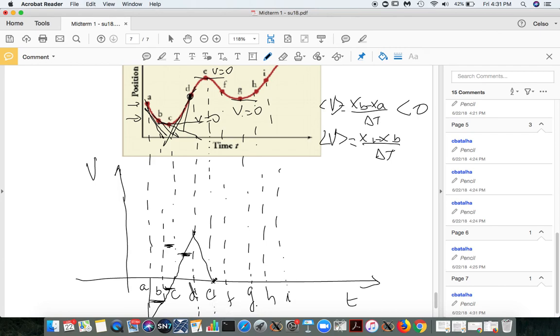And now the velocity becomes negative all the way to point G, where it's zero again. And then it starts to grow and keeps growing up to a maximum point. Okay, those are the answers, the key to the question. Thank you.